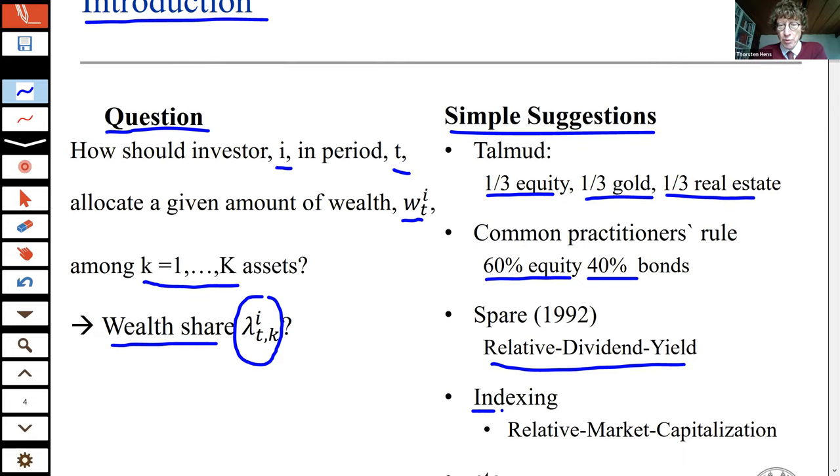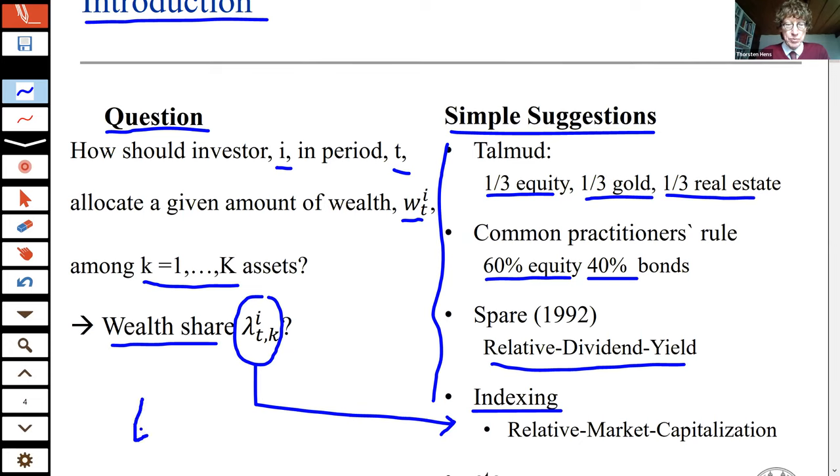Finally, it has become more and more popular recently. Many people suggest we should not do any deviations from the market, but we should do a passive strategy. We should structure our wealth shares according to the relative market capitalization. If you do this, you're so-called indexing, then you are a passive investor. So the question now is, can theory improve on this? These are practical suggestions, but can theory help to do better than these practical suggestions?